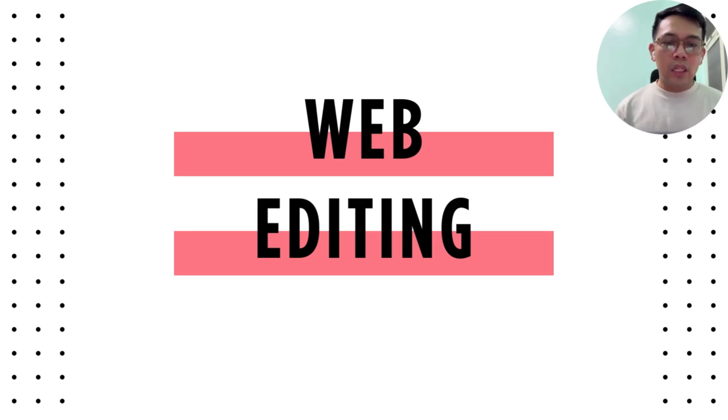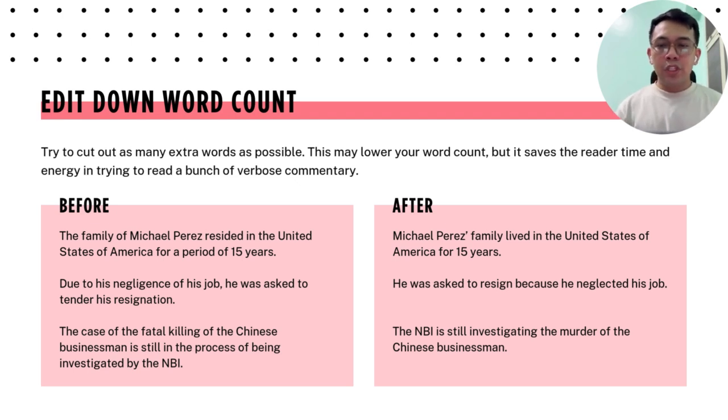So let's proceed to web editing. The first principle for editing online articles is to edit down your word count. So try to cut out as many extra words as possible. This may lower your word count, but it saves the reader time and energy in trying to read a bunch of verbose commentary. Because on the internet, everything works at lightning speed.